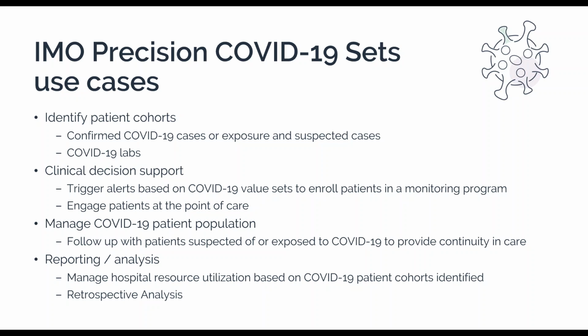And these value sets can be used for reporting, for retrospective analysis, or for managing hospital resource utilization. For instance, determine how many COVID-19 inpatients you have and where they are in your hospital so that you can move supplies and equipment safely and appropriately. These are some examples of use cases of IMO Precision COVID-19 sets that can help a healthcare organization manage COVID-19.